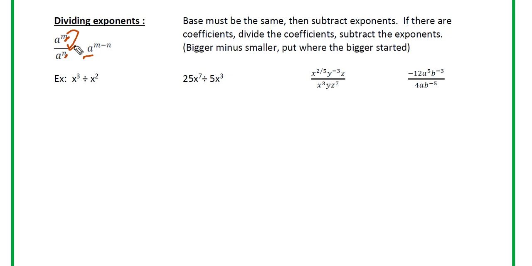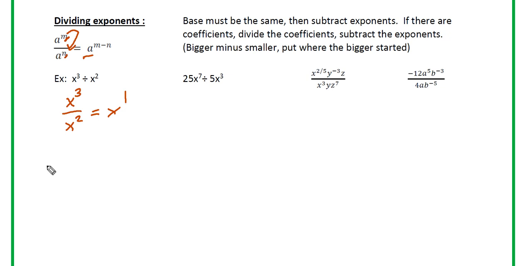We're going to see this helps us in some cases. In some cases, we're going to see that we have to do one more additional step after that. So in this example, we have x to the third divided by x squared. That could be rewritten this way. We're going to keep the base the same and subtract the exponents. So 3 minus 2 gives us 1.